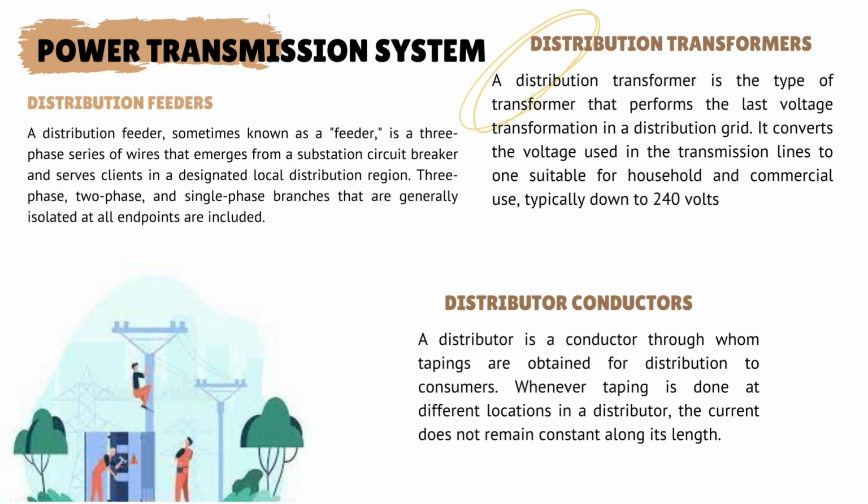And for distribution transformers, this is the type of transformer that performs the last voltage transformation in a distribution grid. And lastly, the distribution conductors are conductors through which tappings are obtained for distribution to consumers. Whenever tapping is done at different locations along the distribution, the current does not remain constant along its length.